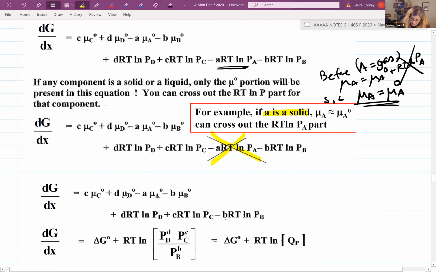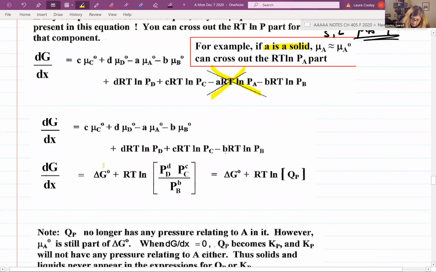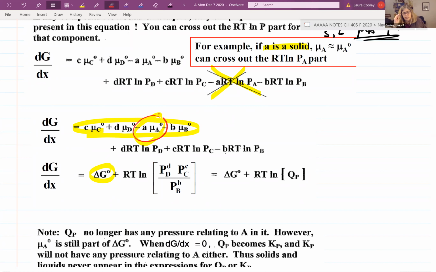That's gone now. And so we still have the delta G0 from all of them. Notice A still contributes here. It's not like A has no role. Its standard molar Gibbs free energy is still relevant to the delta G0 for the entire reaction, so it's included in here. So there is a role for A to play, but there is no P_A in this Q_P expression. Okay, so solids and liquids, that's it.